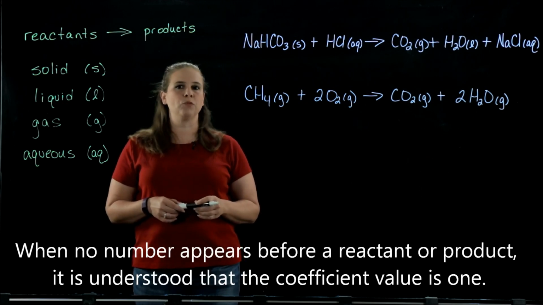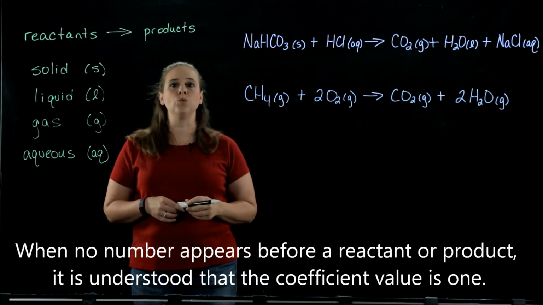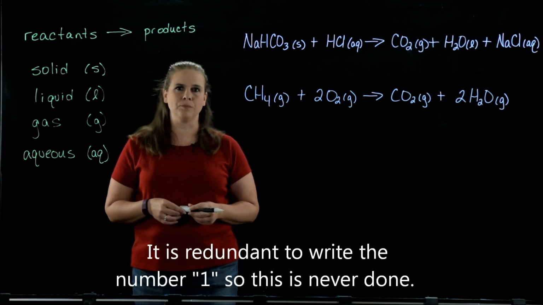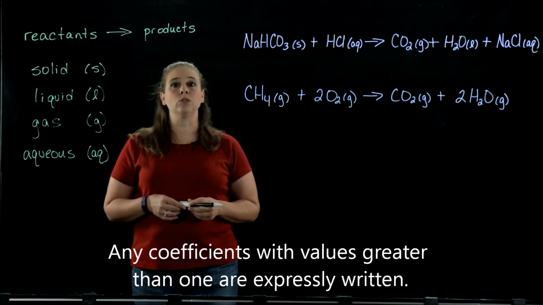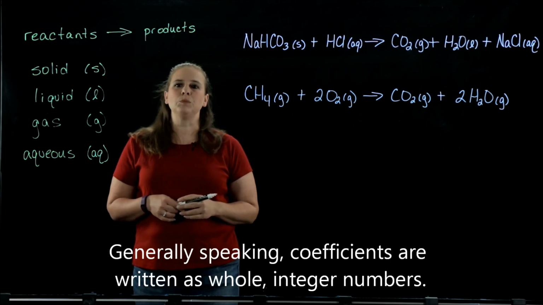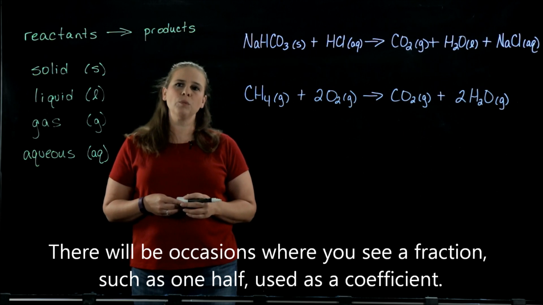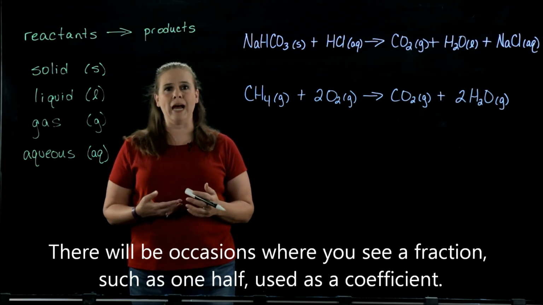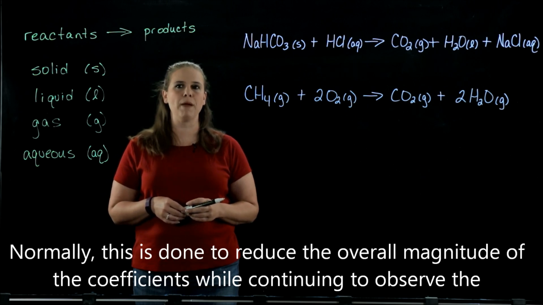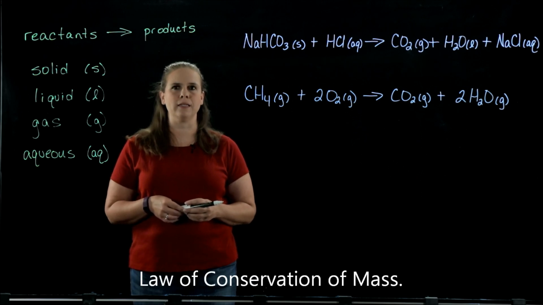When no number appears before a reactant or product, it is understood that the coefficient value is 1. It is redundant to write the number 1, so this is never done. Any coefficients with values greater than 1 are expressly written. Generally speaking, coefficients are written as whole integer numbers. There will be occasions where you see a fraction such as 1/2 used as a coefficient. Normally this is done to reduce the overall magnitude of the coefficients while continuing to observe the law of conservation of mass.